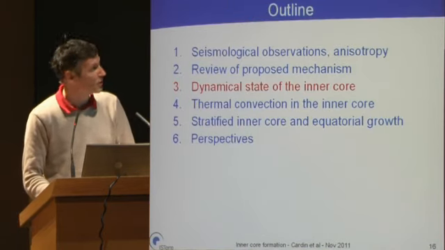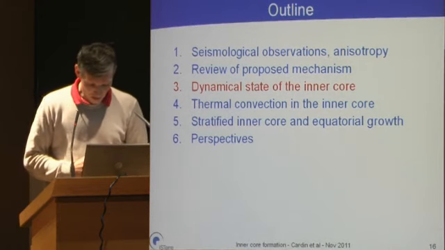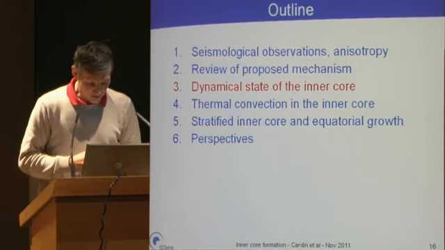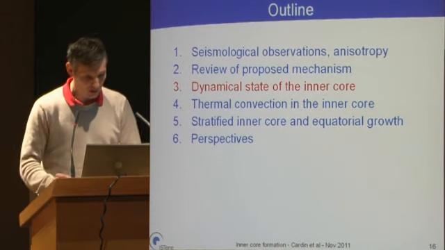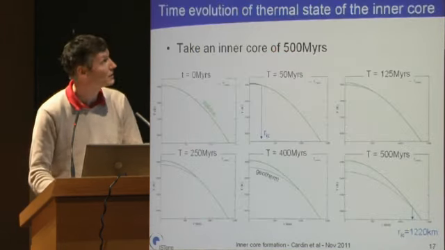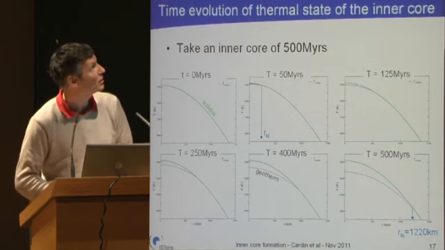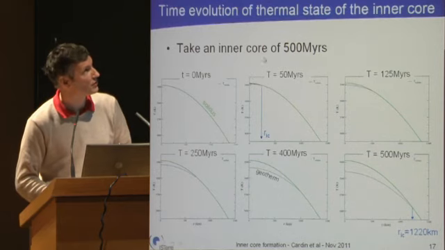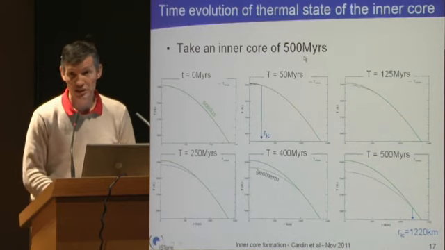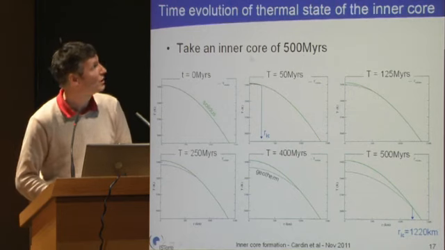Dynamical state of the inner core. So to understand better the geodynamics of the inner core, we have to understand the dynamical state of the inner core. So here is an example of a thermal history of the inner core. Take an inner core of 500 million years. The age of the inner core is unknown, but this is for example.